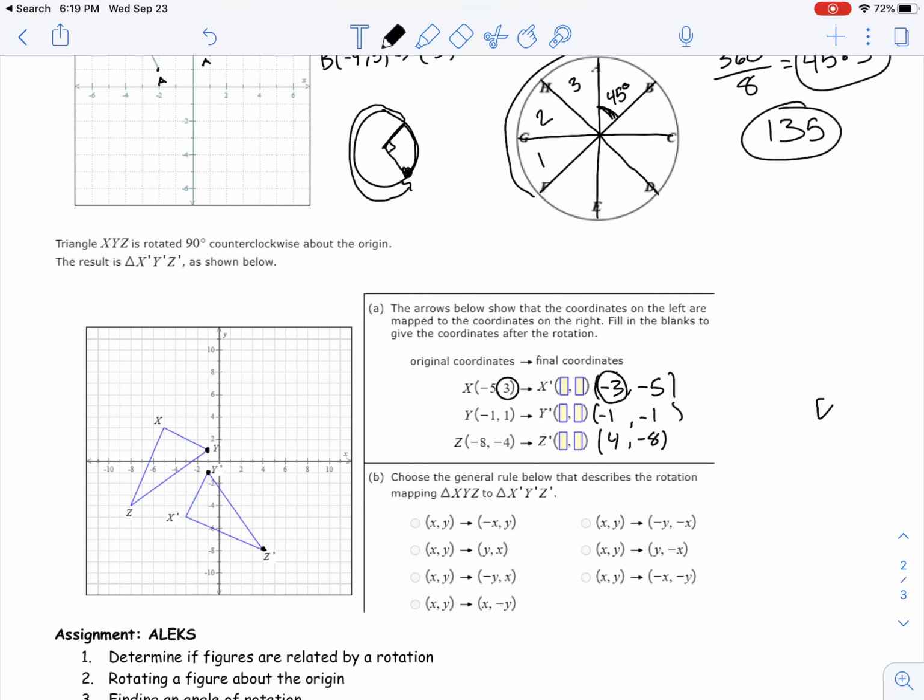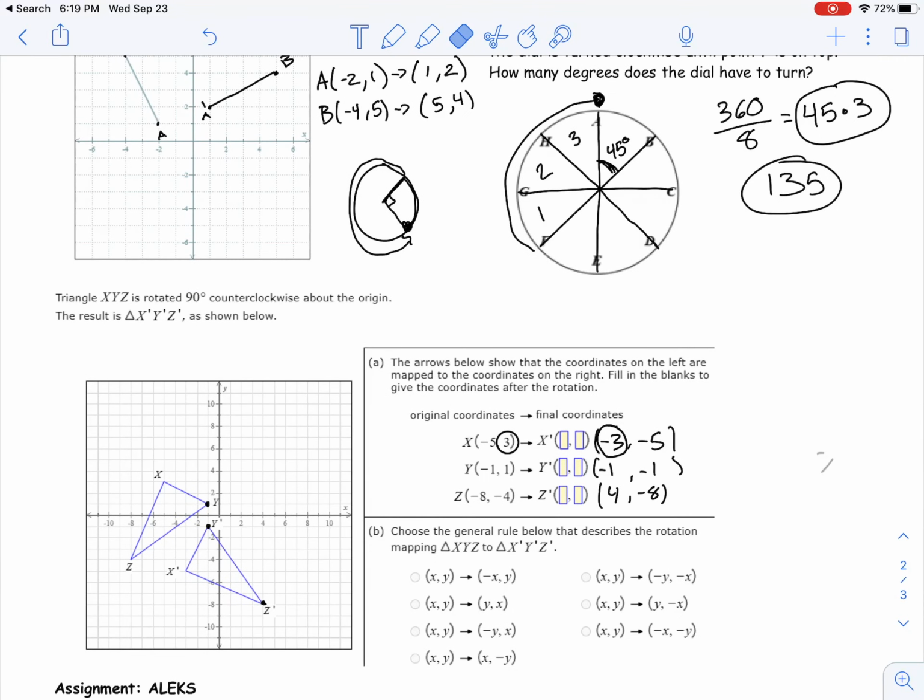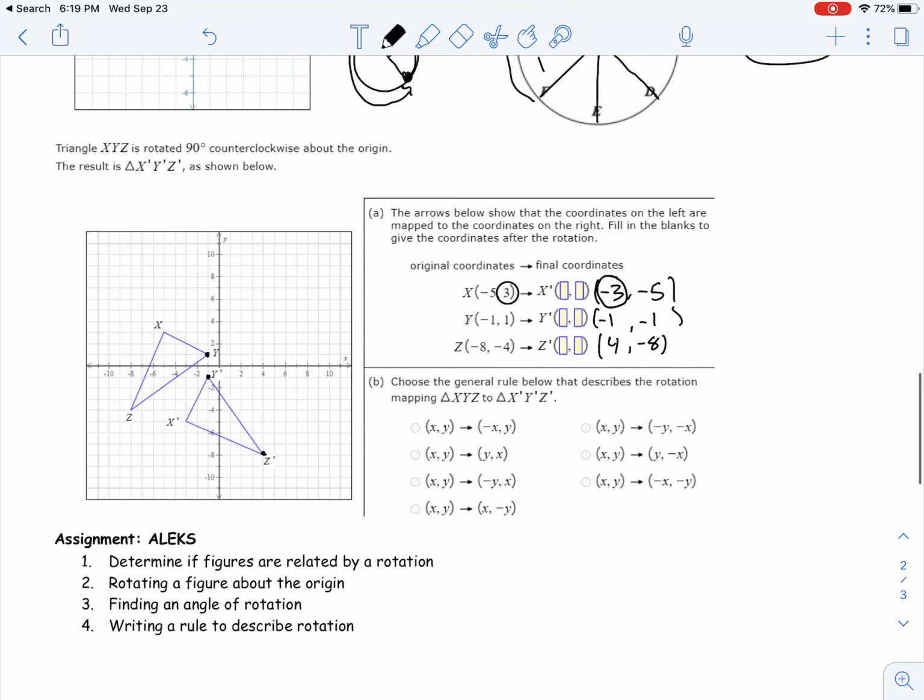Which means if the Y is changing, sorry, froze up on me. If the Y is changing, then it would be this one because they switched spots and the Y changed.